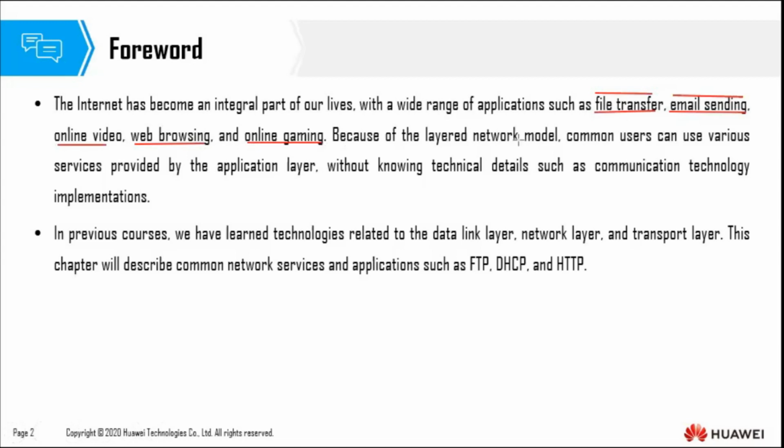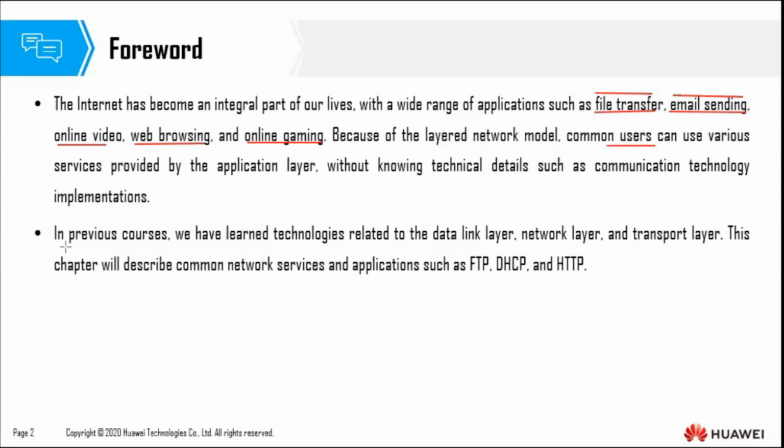Because of the layered network model, common users can use various services provided by the application layer without knowing technical details such as communication technology implementation. So really, your users will never know what goes on behind the scenes, but they'll want to access the email from within the organization and also from without.